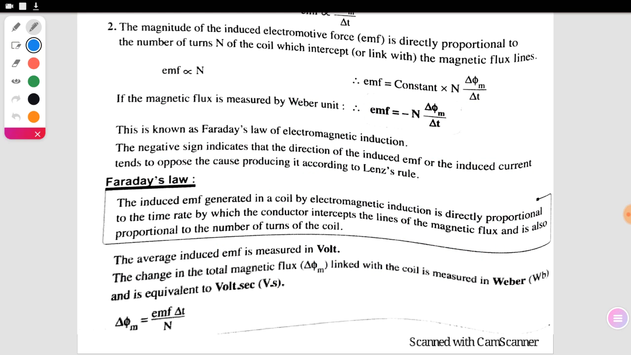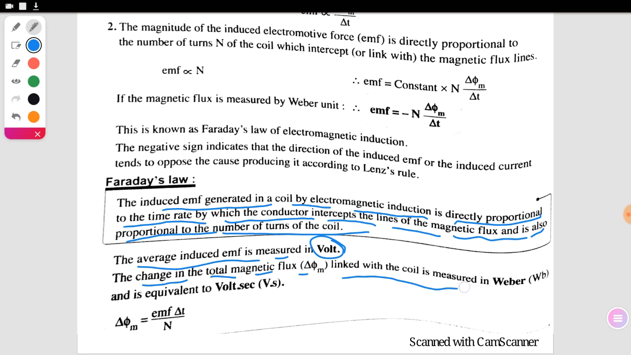Faraday's law: the induced EMF generated in the coil by electromagnetic induction is directly proportional to the time rate at which the conductor intercepts lines of magnetic flux, and also proportional to the number of turns of the coil. The average induced EMF is measured in volts. The change in the total magnetic flux linked is measured in Weber, which is equivalent to volt second.